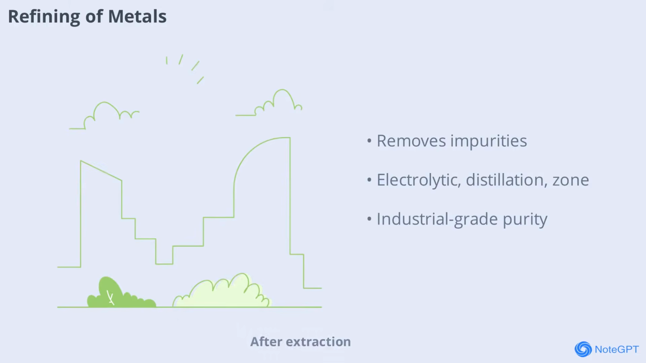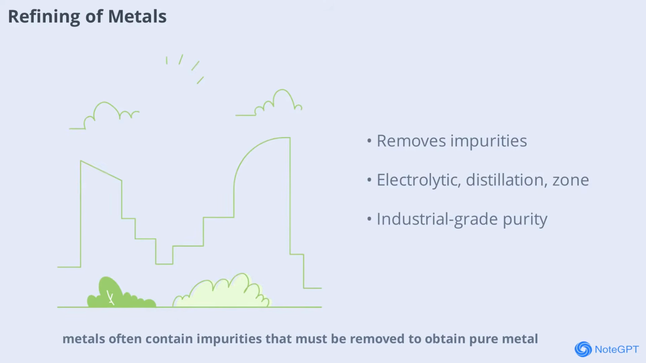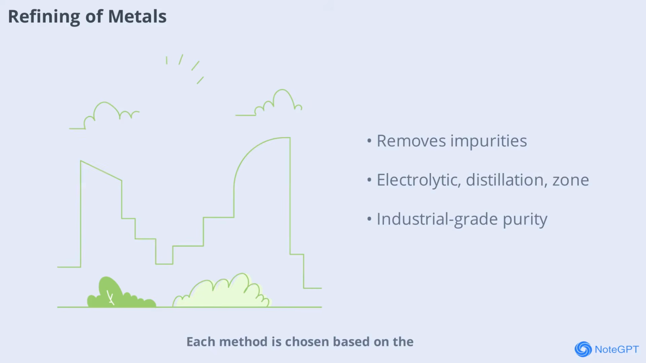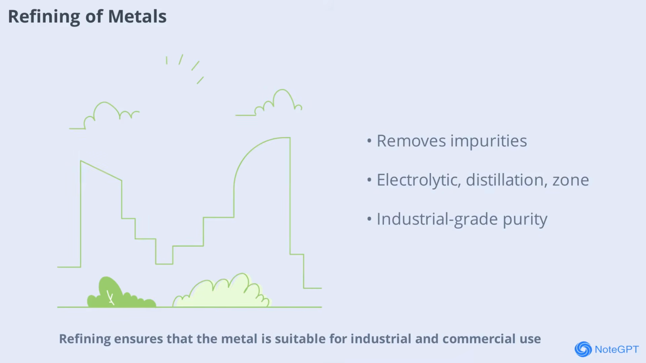After extraction, metals often contain impurities that must be removed to obtain pure metal. Refining is the process of purifying the extracted metal. Common methods include electrolytic refining, distillation, and zone refining. Each method is chosen based on the metal's properties and the type of impurities present. Refining ensures that the metal is suitable for industrial and commercial use.